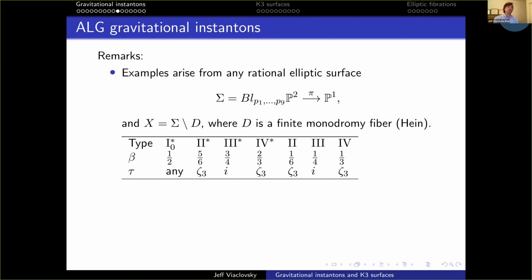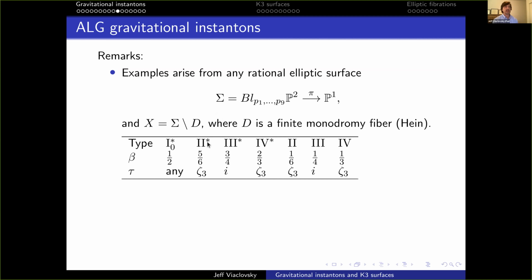These examples arise from any rational elliptic surface. So these are elliptic surfaces which fiber over P1 and come from a pencil of cubics in P2. Then you blow up at the indeterminacy locus, at 9 points, and so this is topologically P2 connect sum 9 P2 bar. Now, the total space of the ALG metrics are the complement of one of the finite monodromy fibers in such an elliptic surface, which has a finite monodromy fiber.